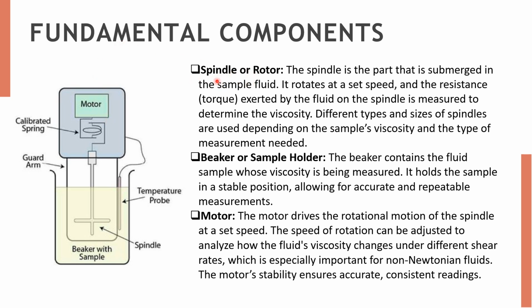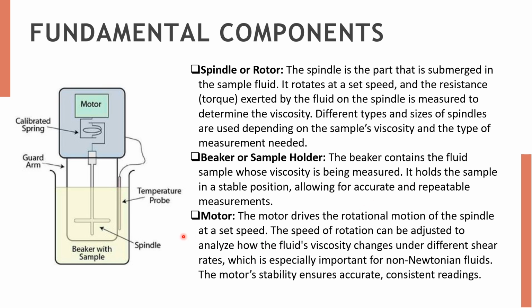Spindle or rotor. This spindle is the part that is submerged in the sample fluid. As I said earlier, this is the component which distinguishes the rotational viscometer from the rest of the viscometers. It rotates at a set speed and the resistance exerted by the fluid on the spindle is measured to determine the viscosity. There are different types and sizes of spindles which are used depending on the sample you are using and the type of measurement needed. The next component is the beaker or sample holder. The beaker contains the fluid sample whose viscosity is being measured. In the experiment, we have to make sure that the beaker which contains the sample is in a stable position so that we can get accurate and repeatable measurements.